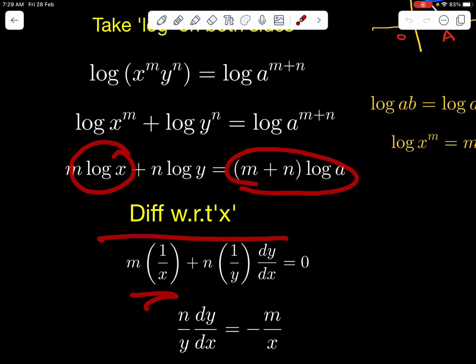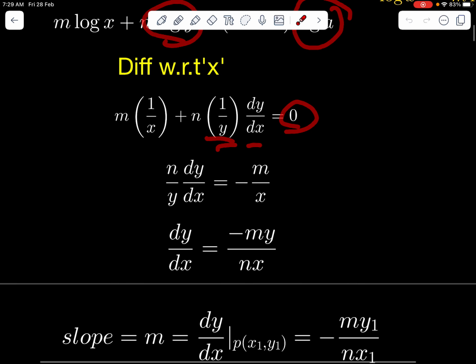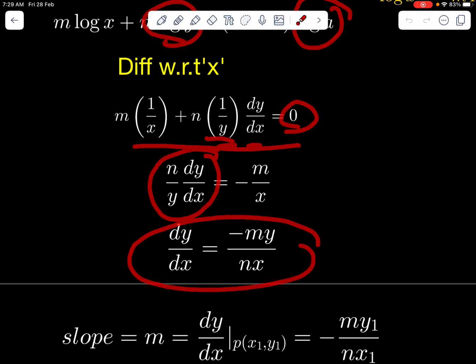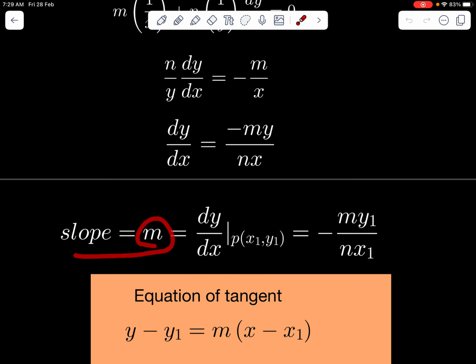The derivative of log x is 1/x, and the derivative of log y is 1/y times dy/dx. Log a is a constant, therefore its derivative is 0. Therefore, (n/y) dy/dx = -m/x. Therefore, dy/dx = -my/(nx). Therefore, the slope at P(x1, y1) is -m y1/(n x1).